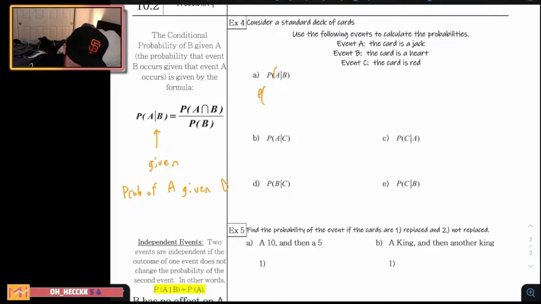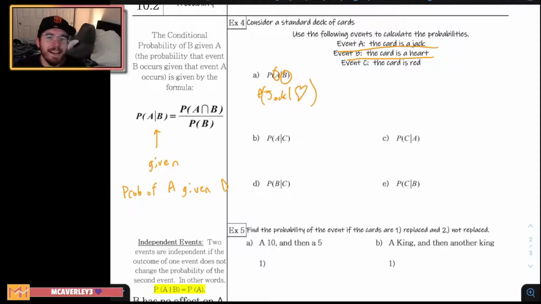What is event A? A is a jack. What is event B? That is a heart. So if I give you hearts, what is the probability of a jack? Well, if I give you hearts, there are only 13 hearts. I'm not giving you the entire deck. I'm giving you hearts, and one of those hearts is a jack. Final answer.